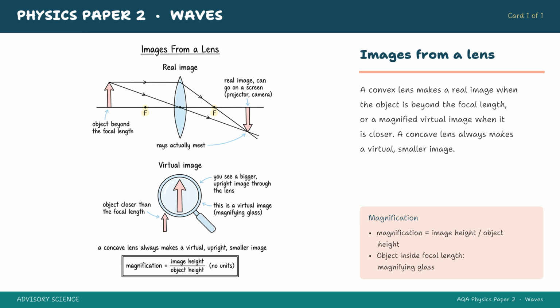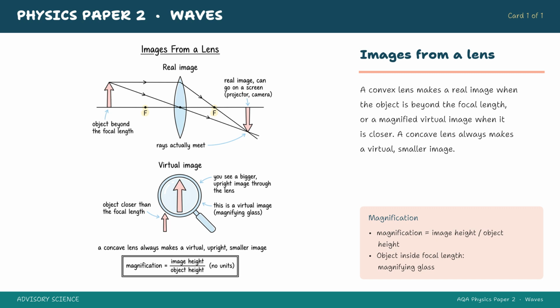If the object is closer to the lens than the focal length, the rays leave the lens spreading apart. Your brain traces them back to a point behind the lens, so you see a virtual image. This image is upright and magnified, which is how a magnifying glass works. A concave lens always produces a virtual, upright and smaller image because the rays never actually meet.